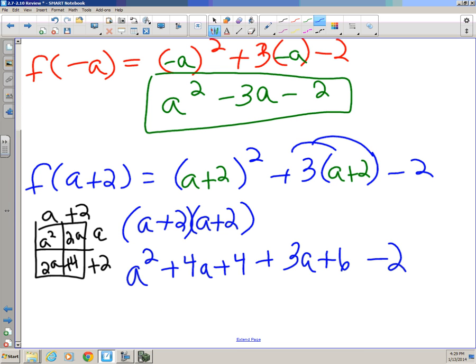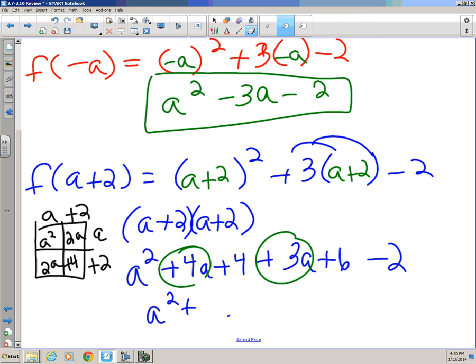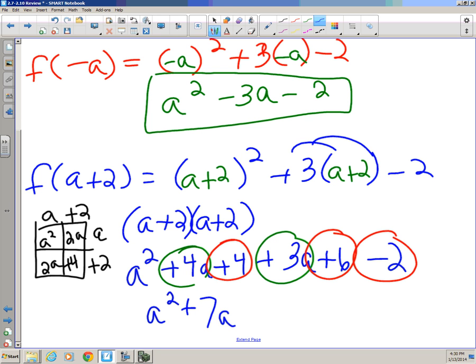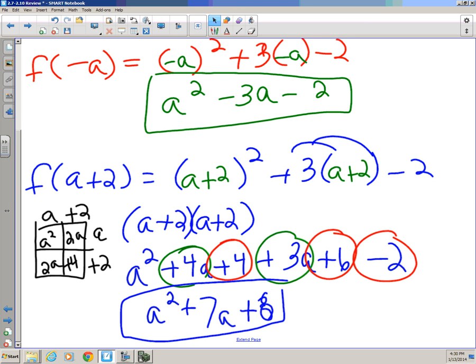Well, things that are alike, I don't have any other a squareds but that. A's, I've got 4 plus 3, let's try that again, so I've got plus 7a, there we go. And then I have 4 plus 6, which is 10, minus 2, and 10 minus 2 is 8. So to evaluate that one, a little more work, it's a squared plus 7a plus 8.